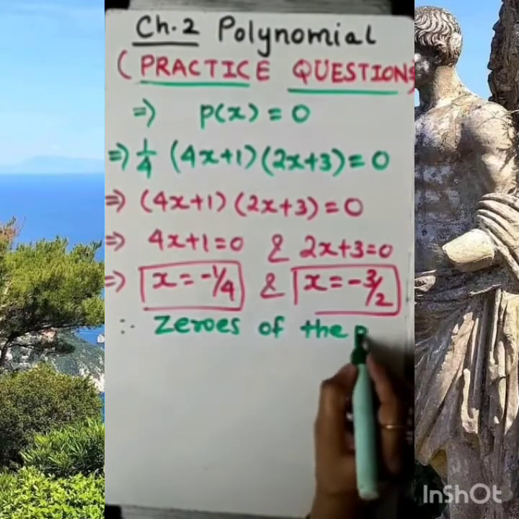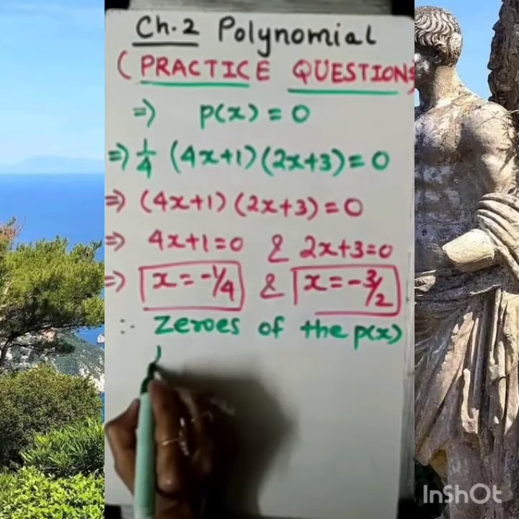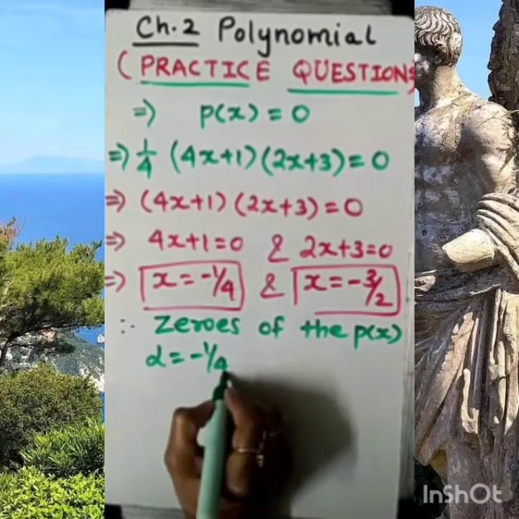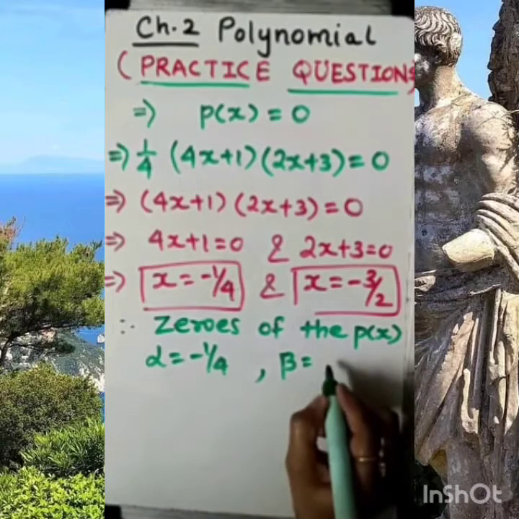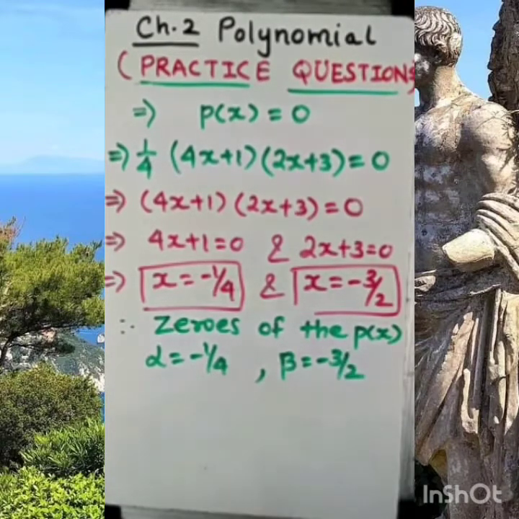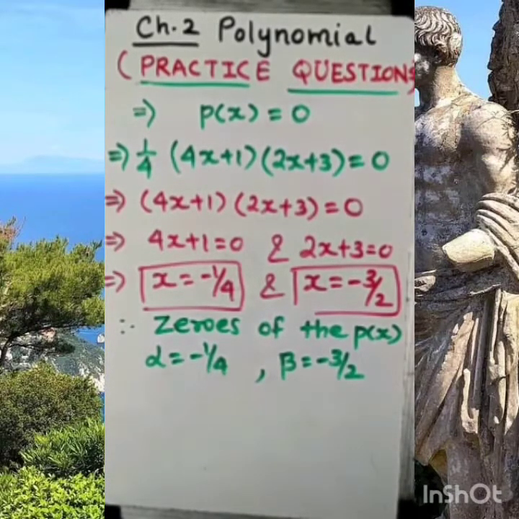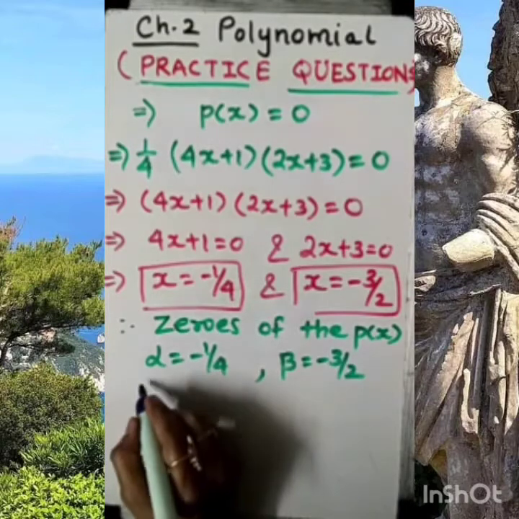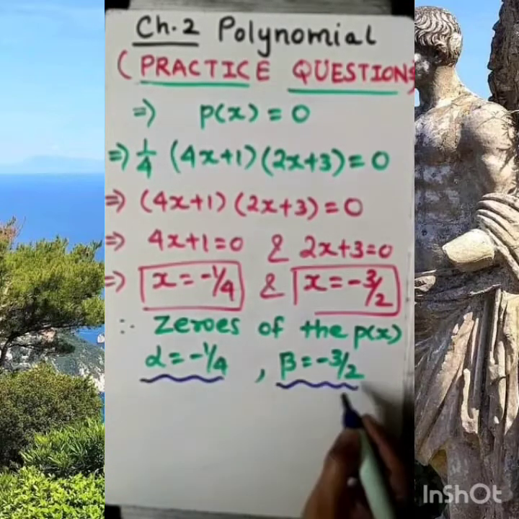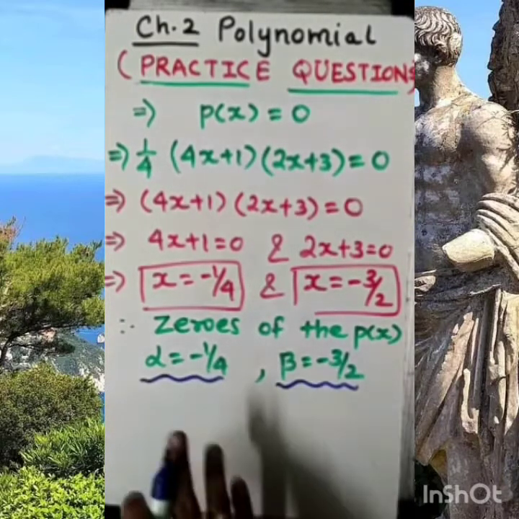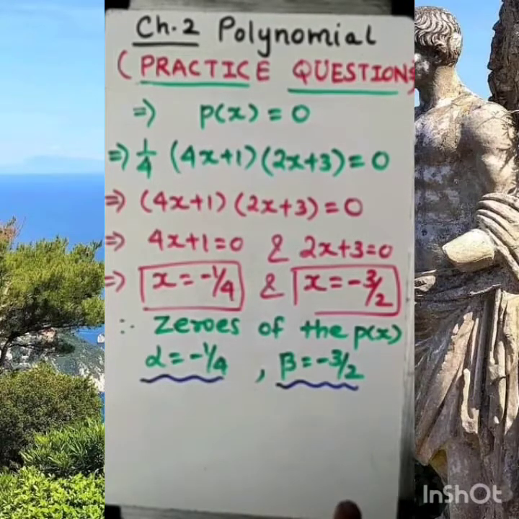Therefore, the zeros of the polynomial p(x) are alpha equal to minus 1 by 4 and, of course, beta, the other factor whose value of x we are finding, that is the other zero of the polynomial. So these two are the zeros of the polynomial. Now, as usual, this is the first question we are asked to find, but along with that we also need to check the relationship.